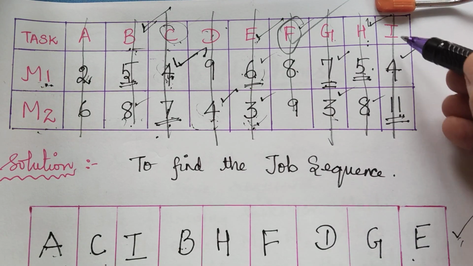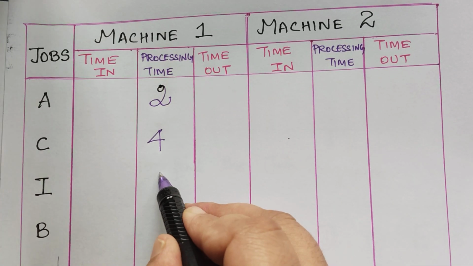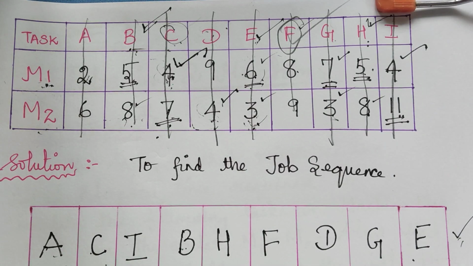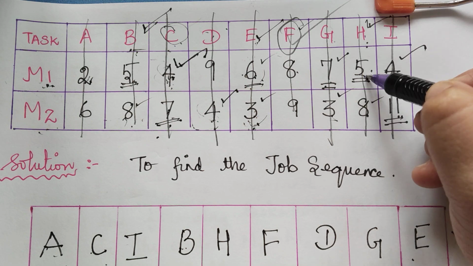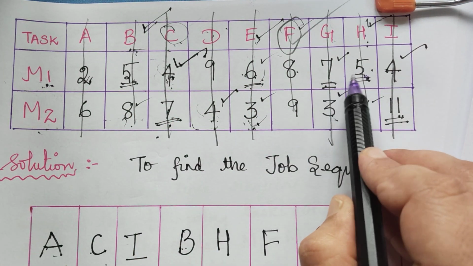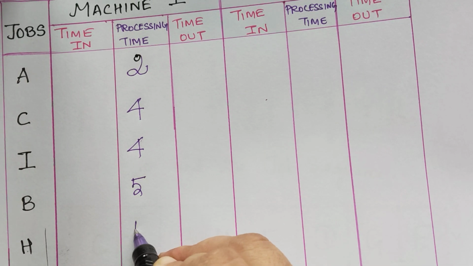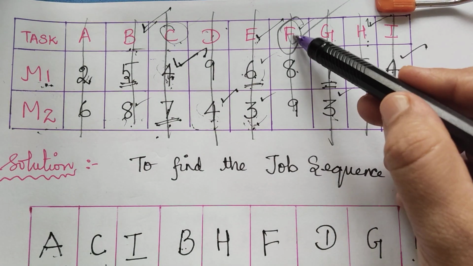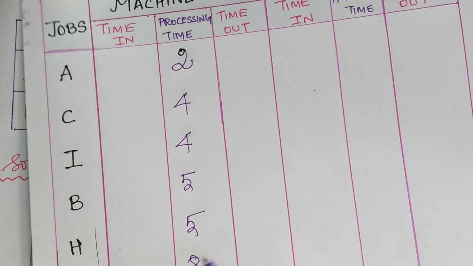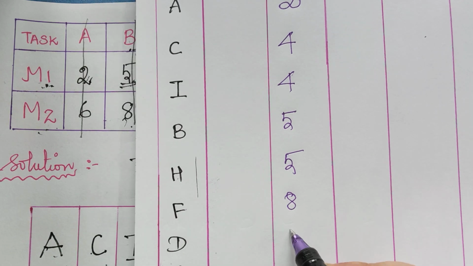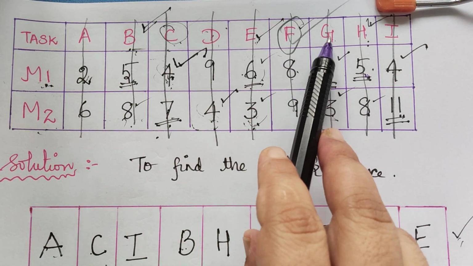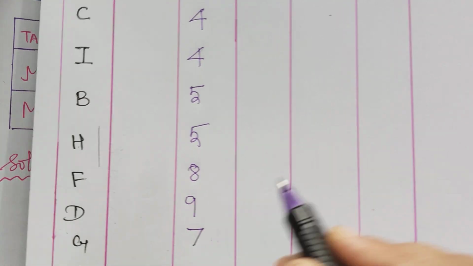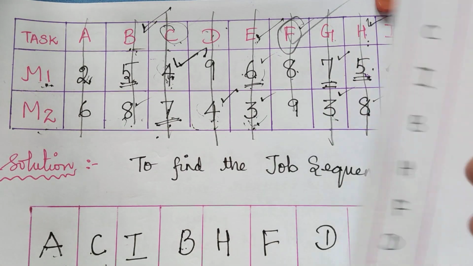For I, what is the processing time? 4. So again you write 4 here. And for B, it is 5, so you write that here. For H, it is 5. So we are looking into machine 1. For F, it is 8. For D, it is 9. For G, it is 7. And the last one is E, which we have as 6.